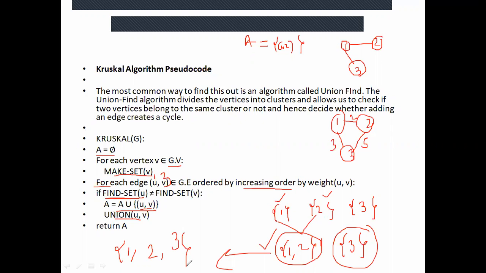Okay. Now next edge. Which edge do I have to consider now? 2, 3. Fine. Now again find out what is the set of 2? This one. And what is the set of 3? That is also this one. That means they both belong to the same set. If they belong to the same set, then we don't have to execute these two lines. That means I won't add that edge to my spanning tree and there is nothing to take the union of.